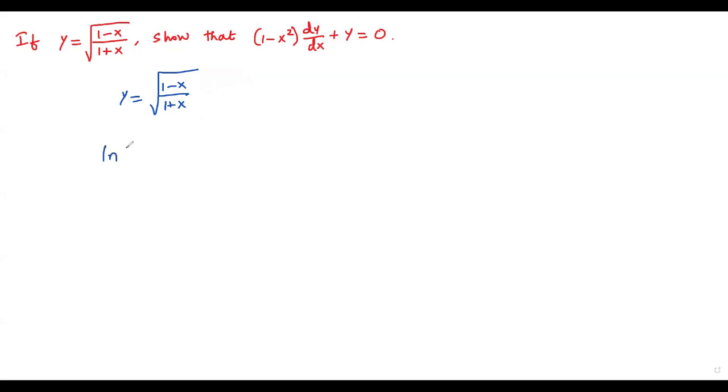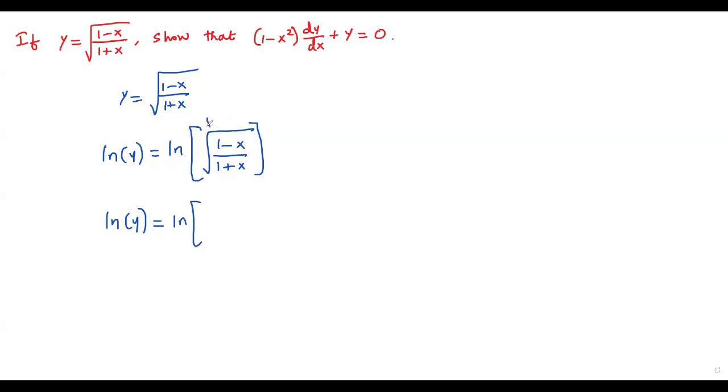Then I'm getting ln of y equals ln of the square root of (1 negative x) over (1 positive x). Now let's use the properties to split up this one into parts. Our first work is to write this square root as an exponent. When I do so, I'm getting (1 negative x) over (1 positive x) raised to the power of 1 half. Whenever we write square root as an exponent, the exponent will be 1 half.